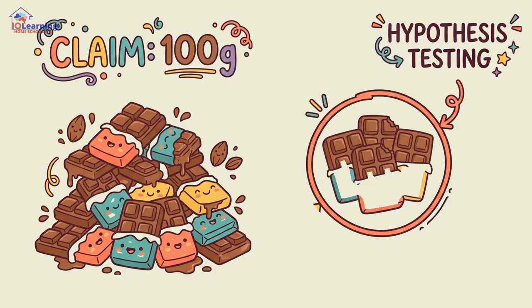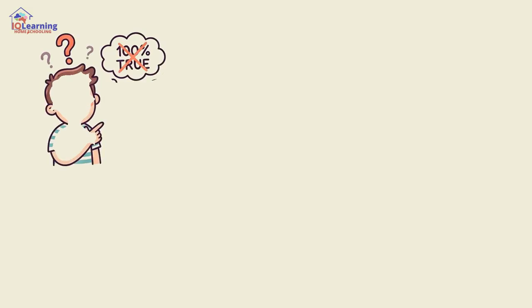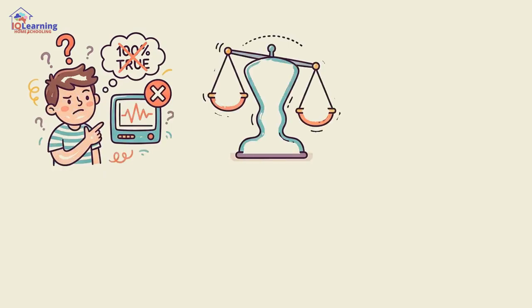But we usually cannot weigh every bar the company makes, so instead, we collect a sample. A student buys 20 chocolate bars and weighs them. The sample average comes out to 80 grams. Now, beginners often think this immediately proves the company lied. But statistics is more careful than that.